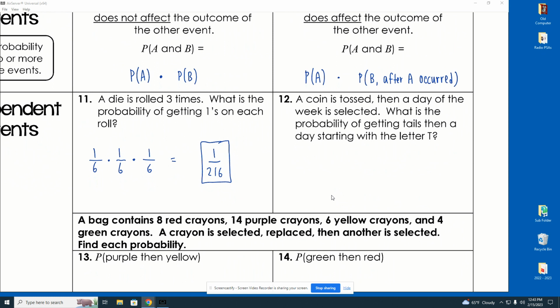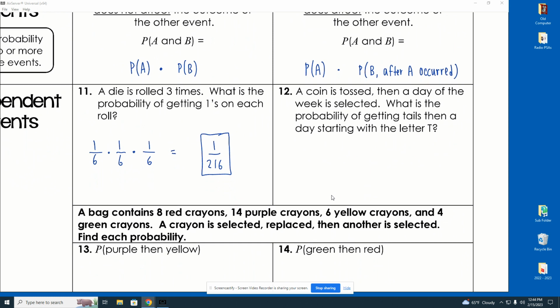Wait, so if you did it 216 times, it would happen once? No, if you did it 3 times, you would have a 1 out of 216 chance of actually getting a 1 on all 3 rolls. Does that make sense? You'd have 1 out of 216 chance of rolling that dice 3 times where you would get a 1 every time. So very unlikely is the point.